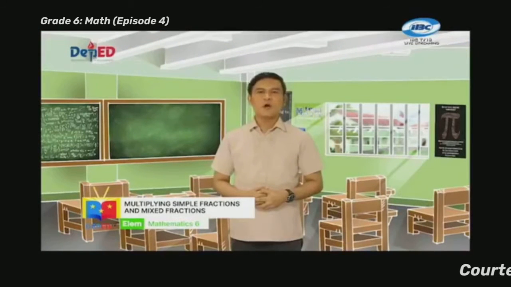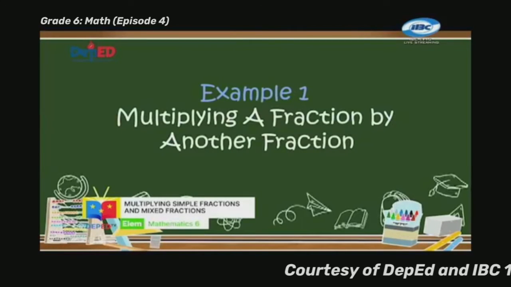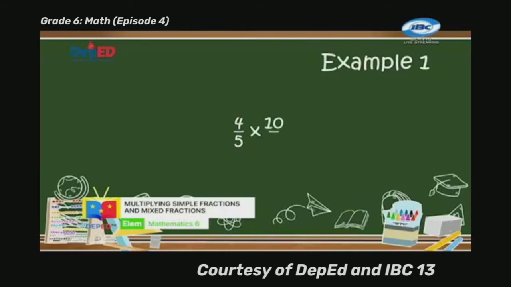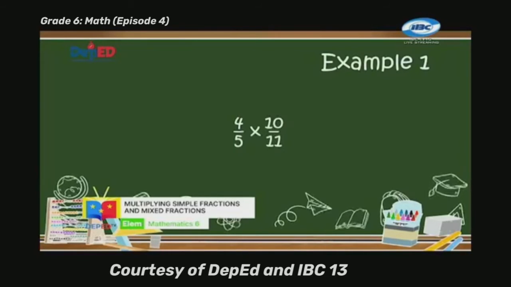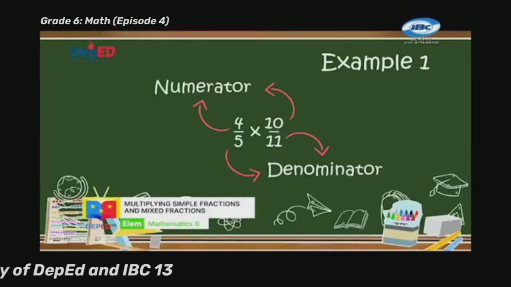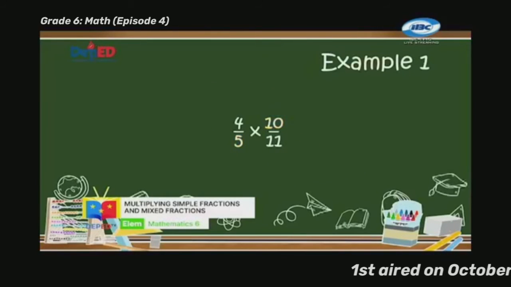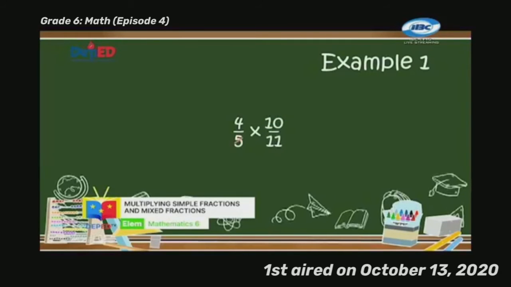Example number 1. Multiplying a fraction by another fraction. 4/5 times 10/11. First, look for the possible numerator and denominator to cancel. Possible pairs are 4 and 5, 10 and 11, 4 and 11, or 5 and 10. The pair of numerator and denominator with a common factor is 5 and 10, and their greatest common factor is 5. Therefore, divide both by 5.